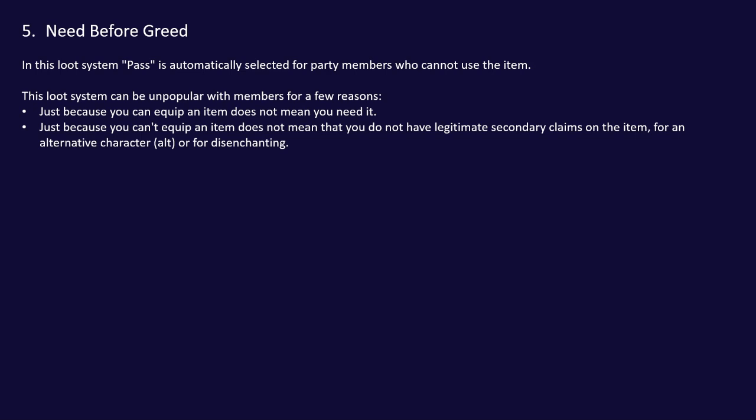This system can be unpopular with members for a couple of reasons. One would be just because you can equip an item doesn't mean you actually need it. Maybe no one needs it and it should be disenchanted, and that should go to whoever wins a roll. And also, just because you can't equip an item doesn't mean that you don't have a legitimate secondary claim to that item. You may want to use it for an alternative character, which is usually called an alt, or maybe for disenchanting, or you want to put it on the auction house to sell it. So there are other reasons why you might want your chance at rolling for an item that drops. This is definitely a situation that can cause some friction, and I haven't personally seen many people use Need Before Greed.